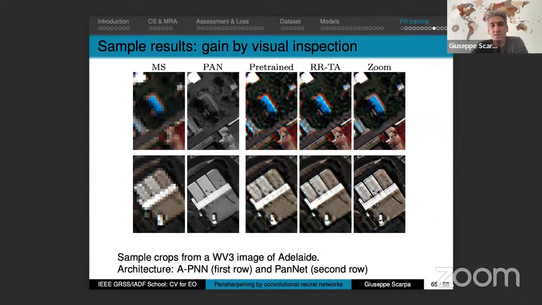As these images clearly show, the zoom versions outperform the other options in terms of spatial quality. Structures and textures visible in the PAN component are pretty well transferred to the pansharpened image using the zoom configuration, while spatial artifacts and blurring effects are present in the compared options.